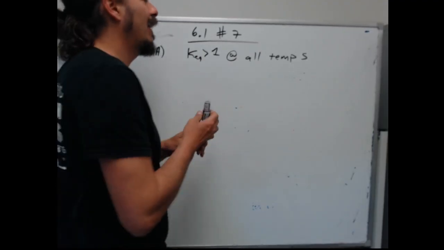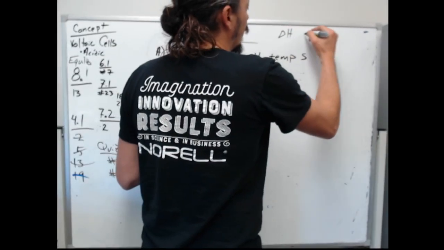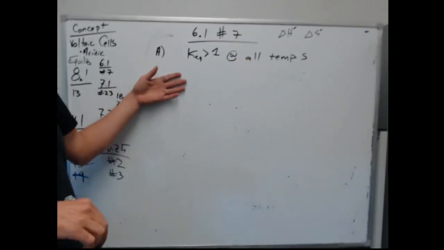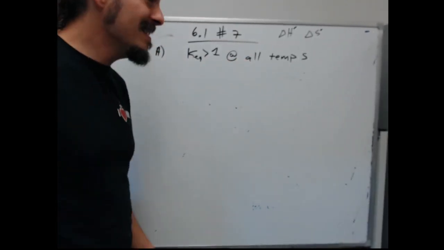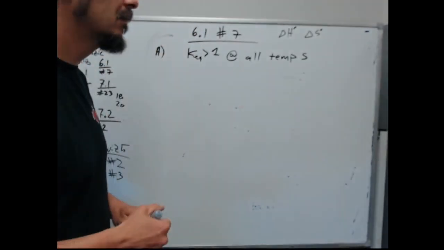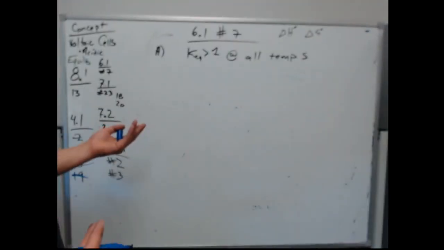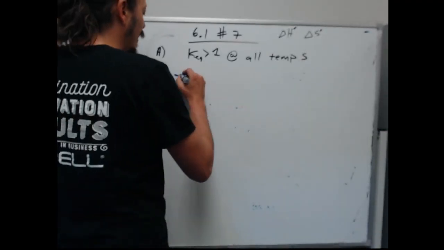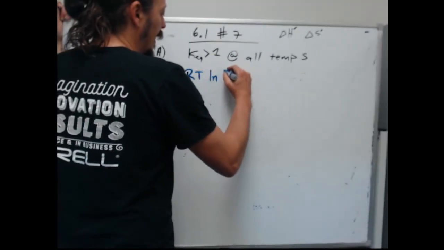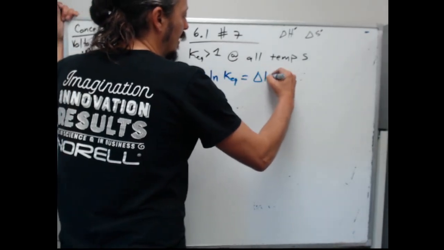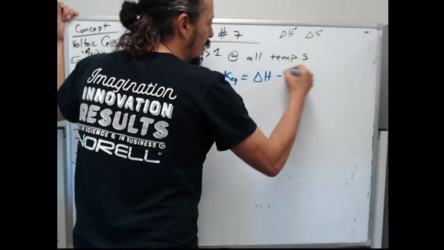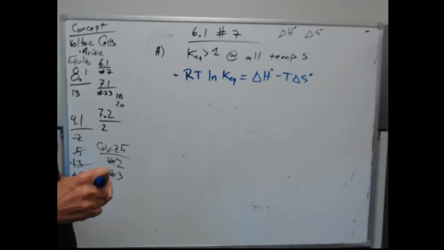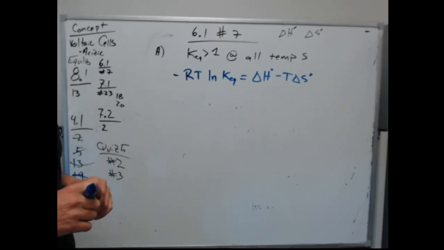This is asking us to find delta H's and delta S's for the reaction based on this scant information, if KEQ is greater than 1 at all temps. And for me, this is too vague. First thing I think of is, I know that KEQ relates to delta H and delta S. We got negative RT ln KEQ is equal to delta H minus T delta S. But if I'm being honest, this is too much at once for me to think about.